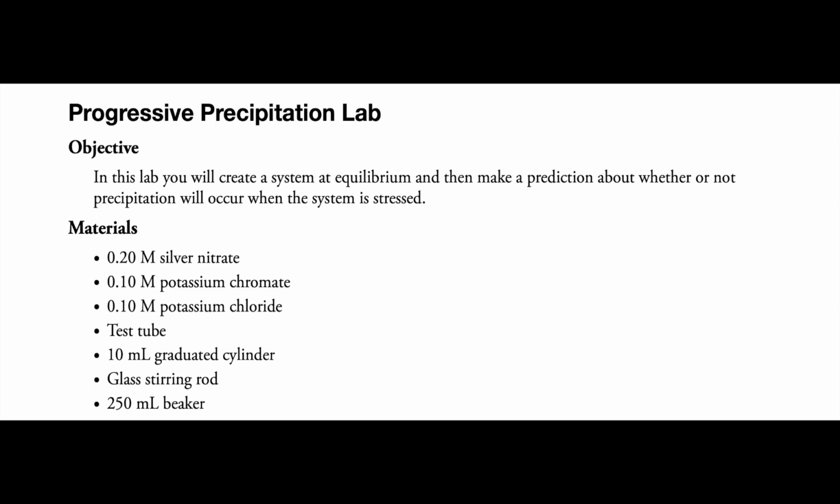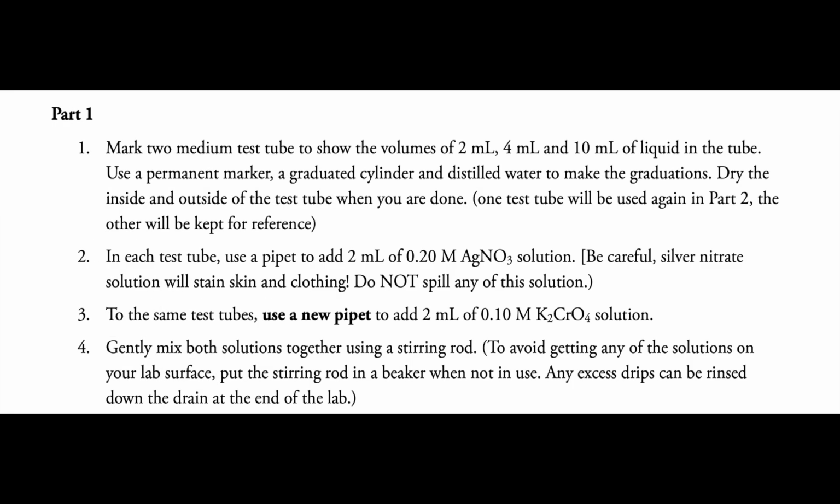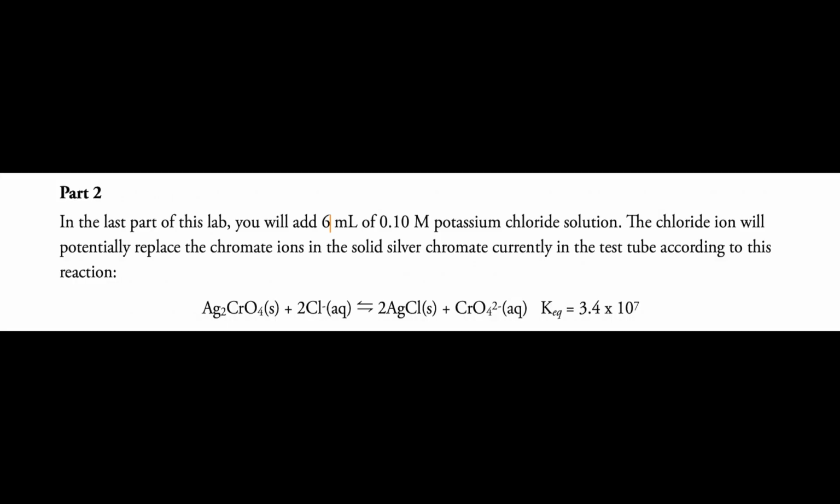As you explore this lab, take note of the two key parts. Part one, which is the reaction between silver nitrate and potassium chromate. And then part two, which is the reaction between the solid silver chromate that was made in part one and potassium chloride. Students will be exploring the difference between the KSP values for each of those substances.